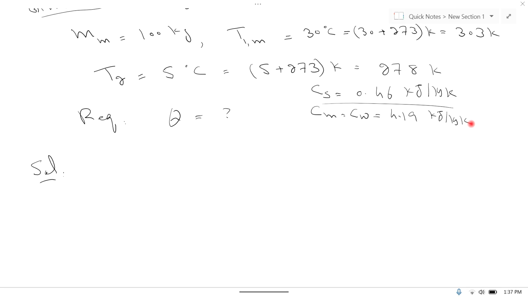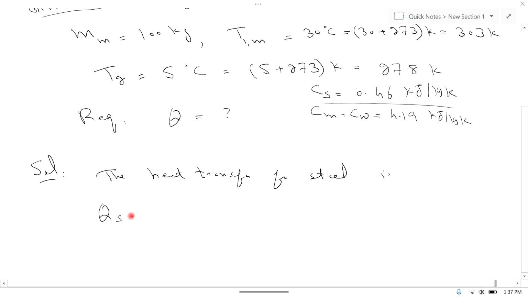Now first we find the heat transfer for steel tank, QS. The formula is Q equals m C delta T: mass of steel, heat capacity of steel, final temperature T2 minus initial temperature for steel. So QS is equal to mass of steel, given to us as 25 kilogram.